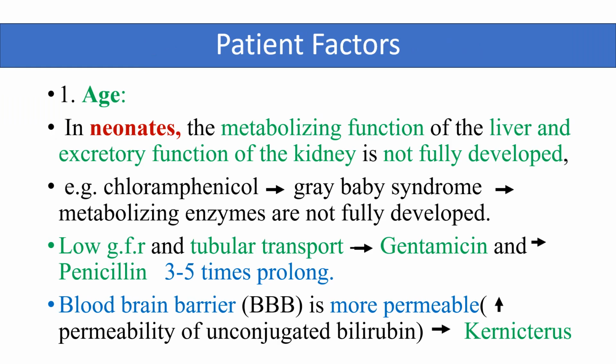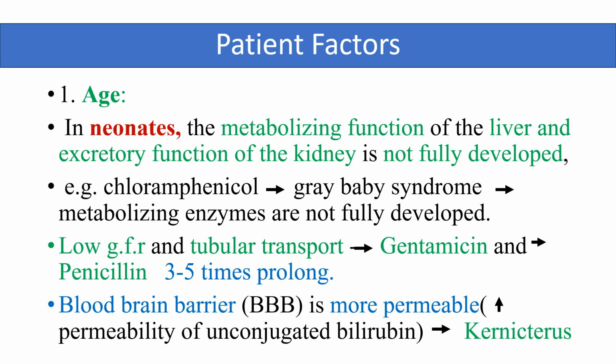Age is an important patient factor. In neonates, the metabolizing function of the liver and the excretory function of the kidney are not fully developed. A drug like chloramphenicol, an antibiotic, causes gray baby syndrome because the metabolizing enzymes are not fully developed. Another example is low glomerular filtration rate and tubular transport of gentamicin and penicillin, which increases their retention in the body, so more toxicity can occur due to these drugs.